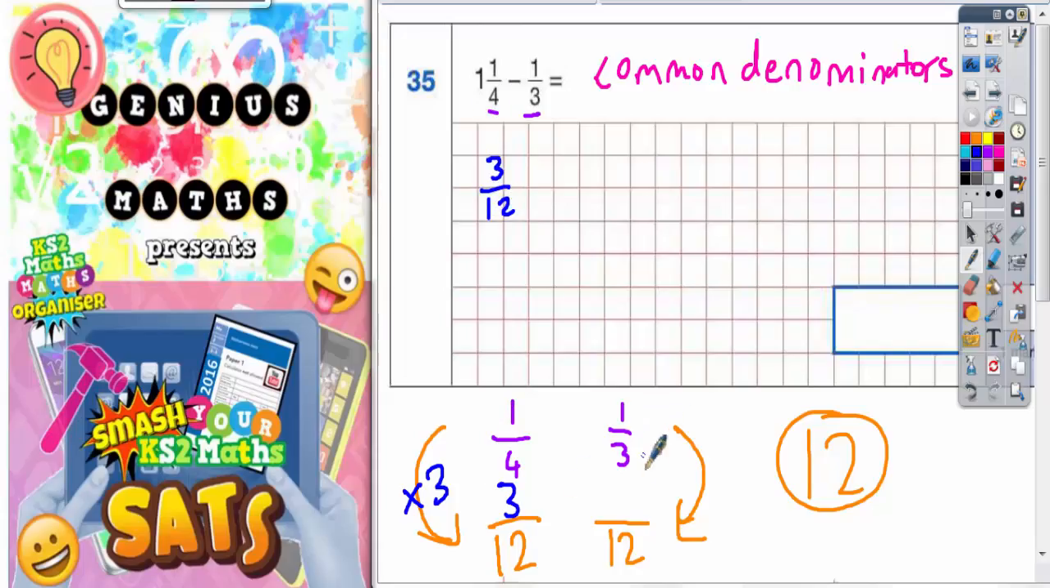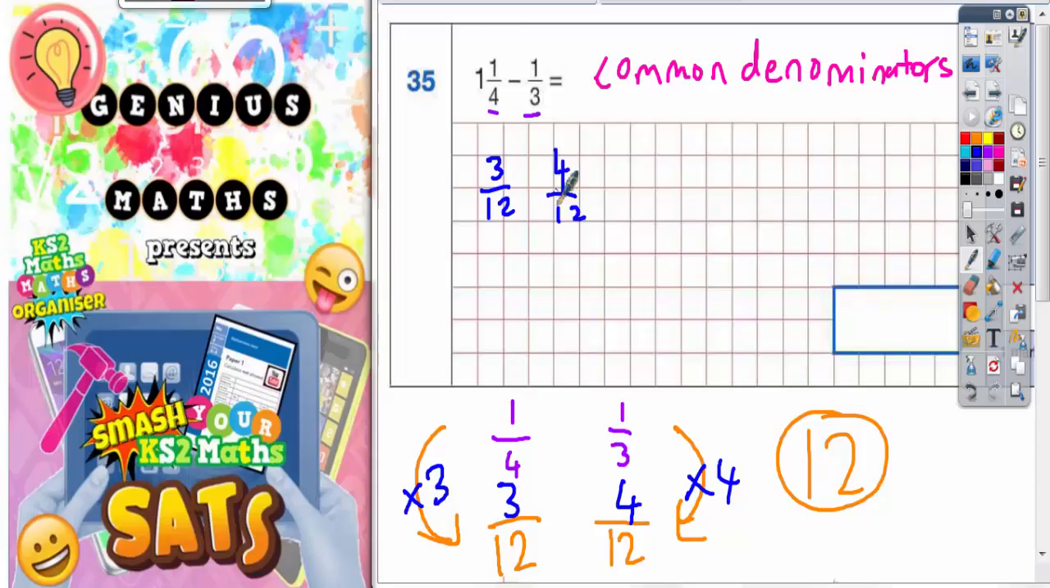But with a third, it's not going to be times 3. Because 3 times 3 is not 12. It's actually going to be 3 times 4 on this side. So 3 times 4 is 12. So you've got to do the same to the top number. 1 times 4 is 4. So a third is actually the same as 4/12.